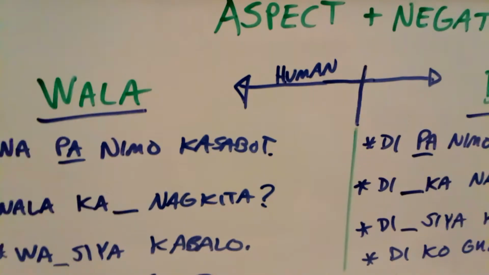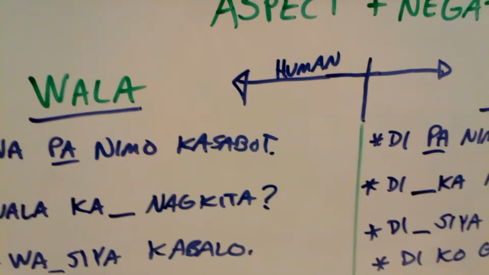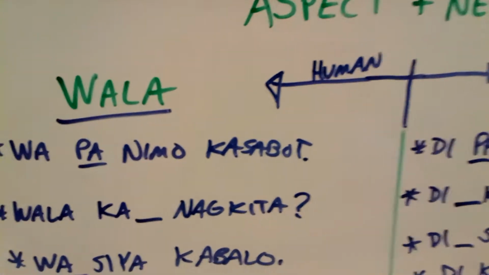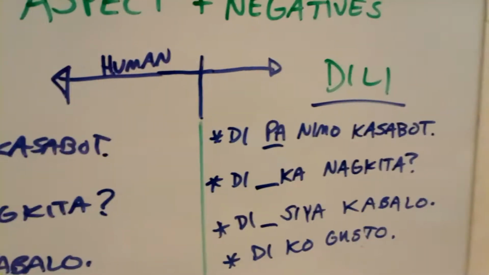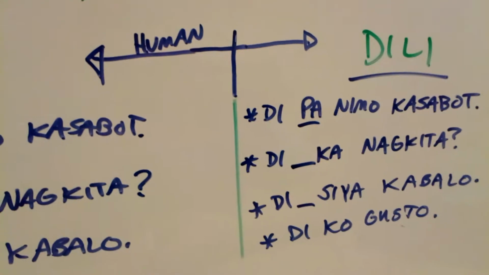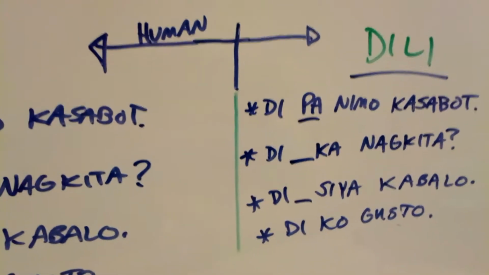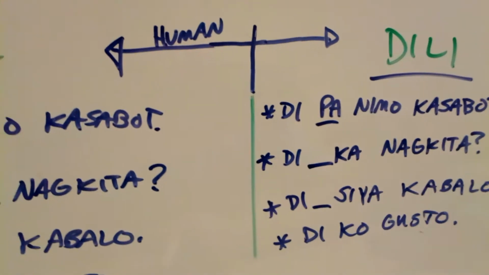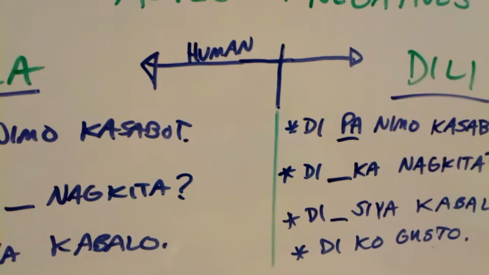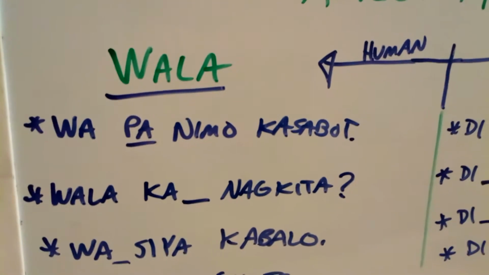Wala, or wa, is going to express something that was in the past, versus dili, which is something that hasn't happened, or that happened recently, or something like that in the near incepting future. So something that's incepting, you're anticipating, right? Pretty much it's past and completed versus not completed. So wala and dili. Let's talk about the past with wala, right?